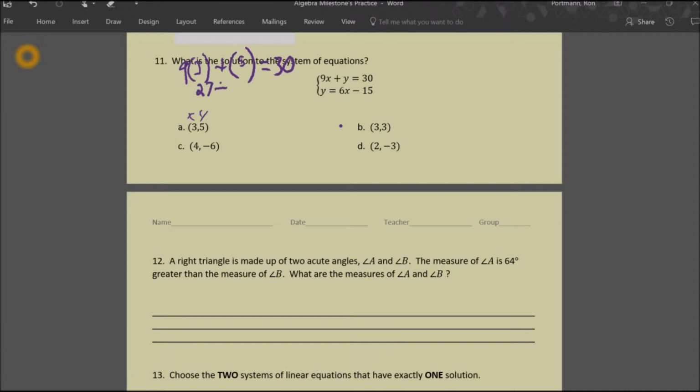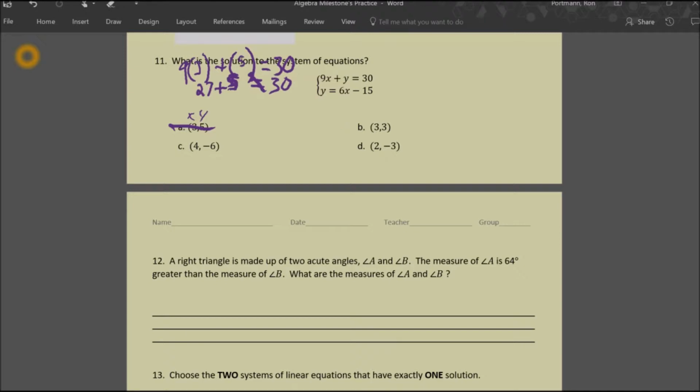And then you add 5. You can drop the parentheses because you're not distributing anything. And all of that equals 30. Guys, 27 plus 5 does not equal 30. That means that this point is not a solution to the first equation. A is not your answer. That's one way you could go about doing it. You could plug in the x for x, plug in the y for y for each one of these, and if it works for both equations, that's your answer.